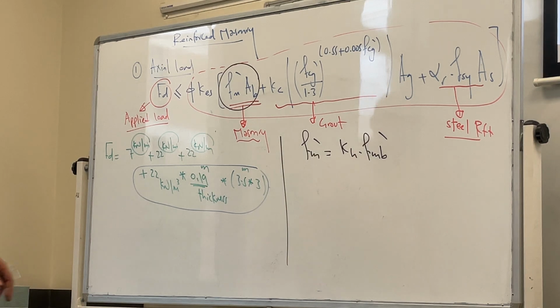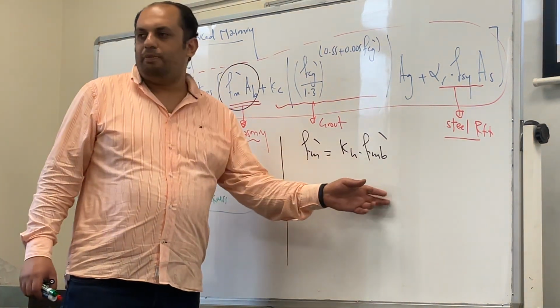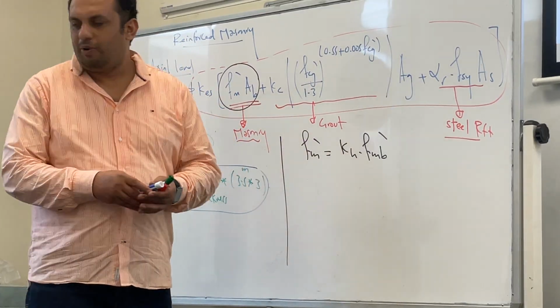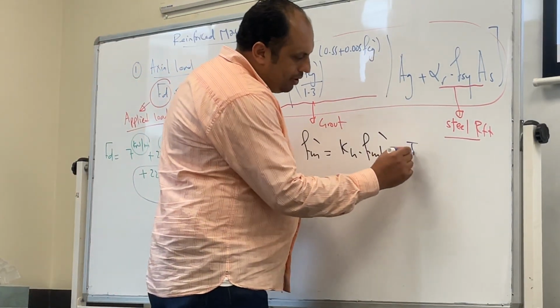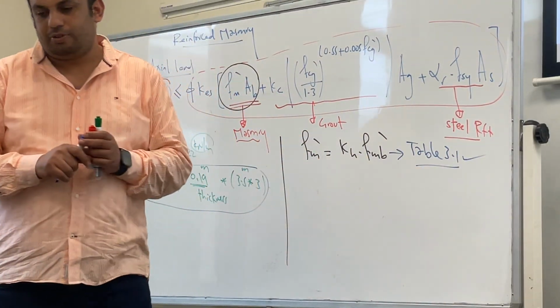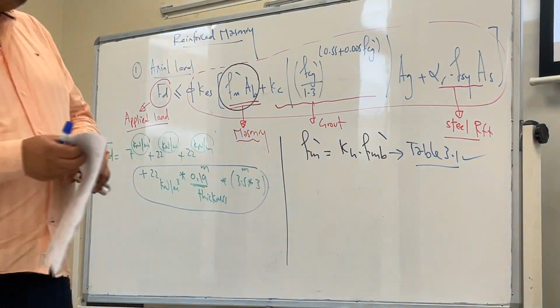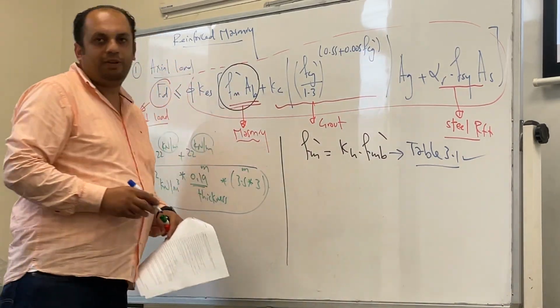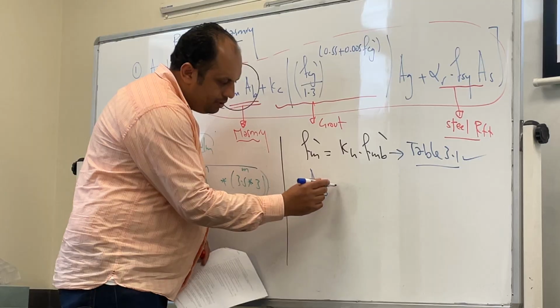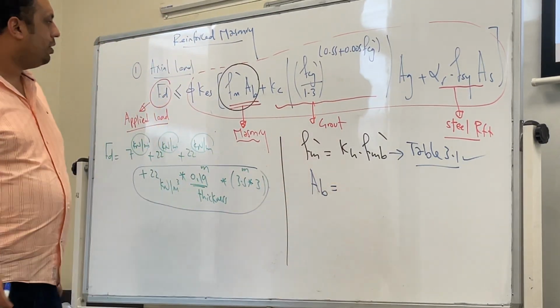So we know f'm equals k_h times f'mb. How can we get f'mb? Can I say about 3.1? For this part, it is okay. What is Ab? Ab is the bedding area, the area of the bedding.